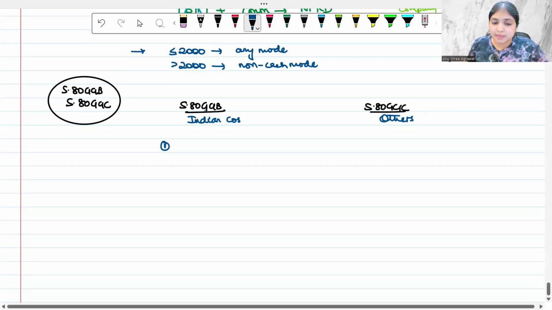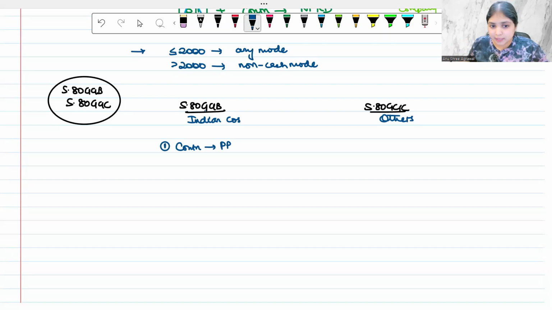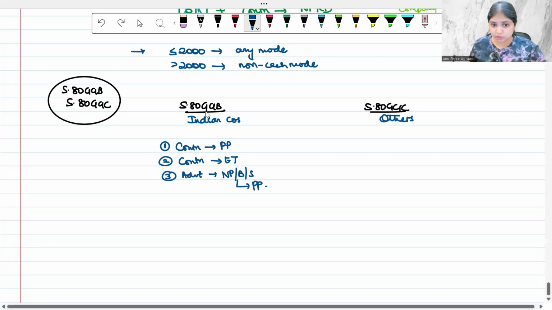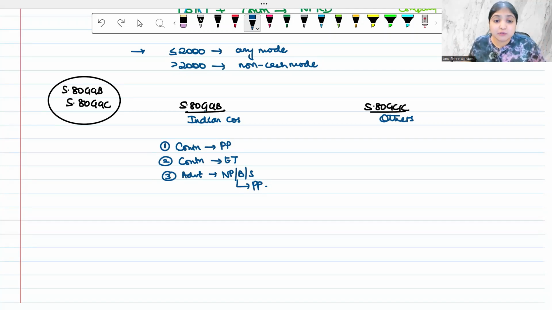So under 80GGB, I am either making a contribution to a political party or I am making a contribution to the electoral trust, or I'm giving an advertisement in a newspaper or in a brochure or in a souvenir which is published by a political party. All right. Now, if I make any of these contributions, I will get 80GGB deduction. The only point is that irrespective of how much amount I'm contributing, it has to be only in non-cash mode. There is no upper limit. However much I donate, I will get it as a deduction under section 80GGB. Now, what is 80GGC?